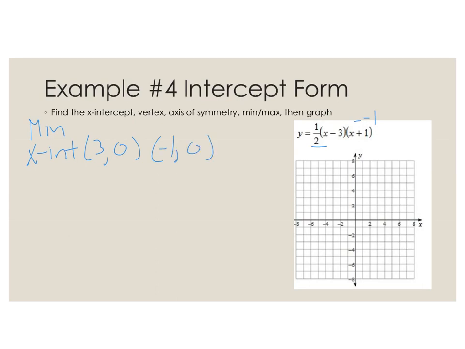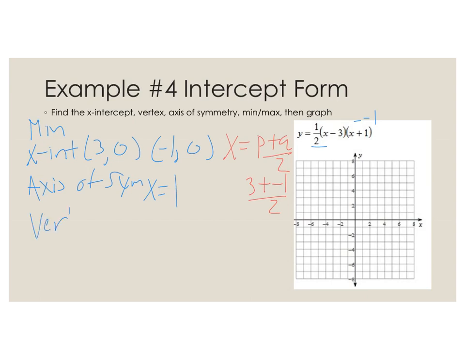Axis of symmetry, we'll use that new little formula we have. X equals (P plus Q) divided by 2. So P was 3 plus Q is negative 1, divided by 2. 3 minus 1 is 2, divided by 2. Axis of symmetry is X equals 1.